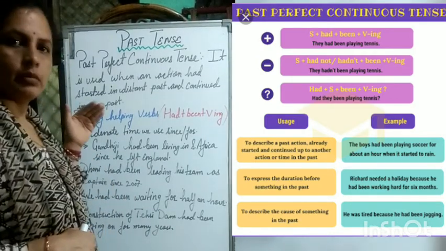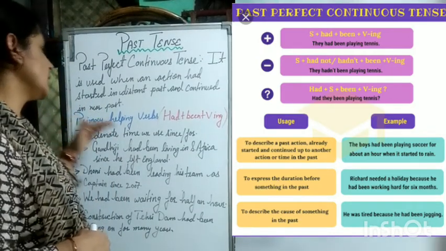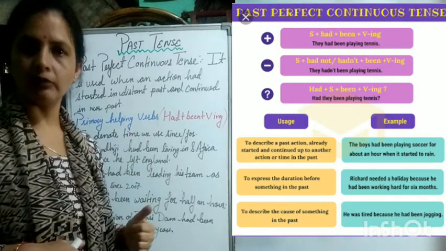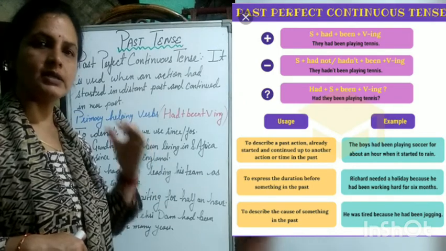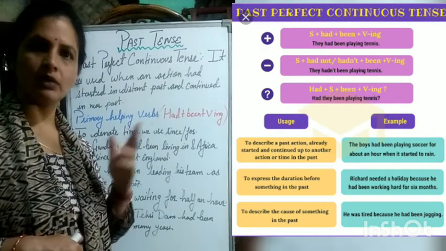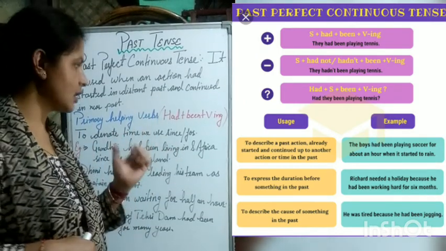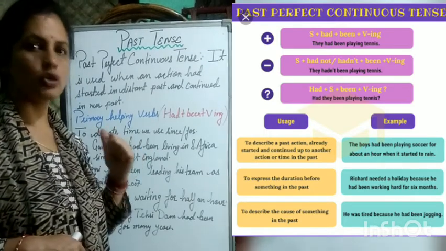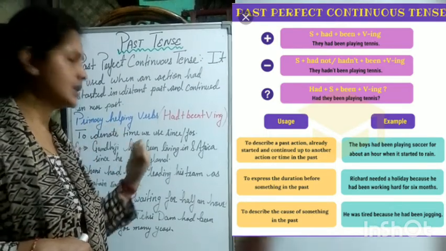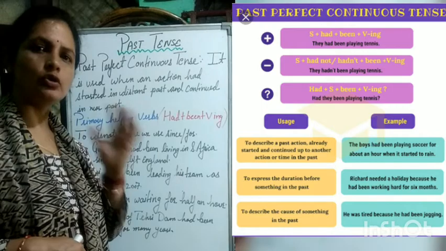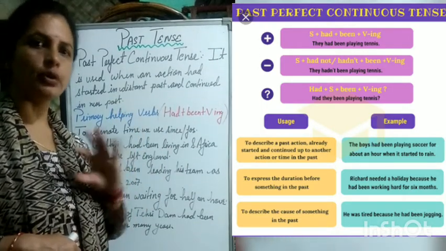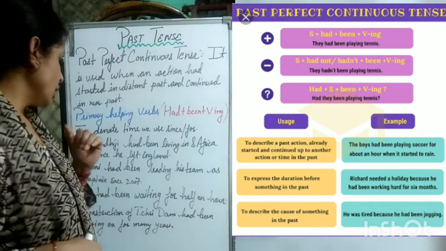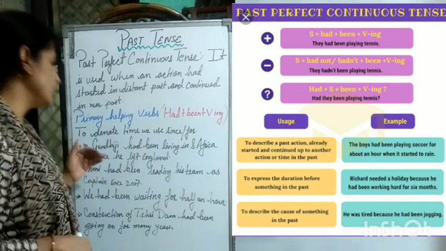Now the condition is there. To denote time we use since and for. In this tense we make use of since and for. Since and for are prepositions, as we have already discussed, and these are used to show time. Since is used to show definite time, and for is used to show duration of time. Now let us see the examples.